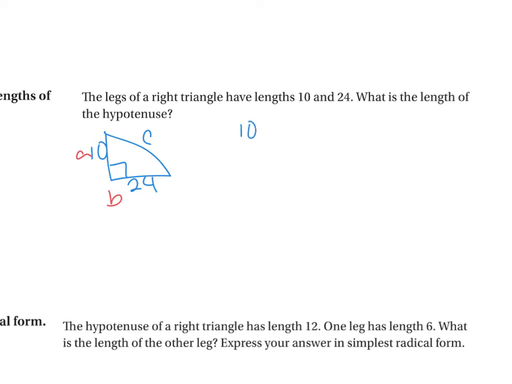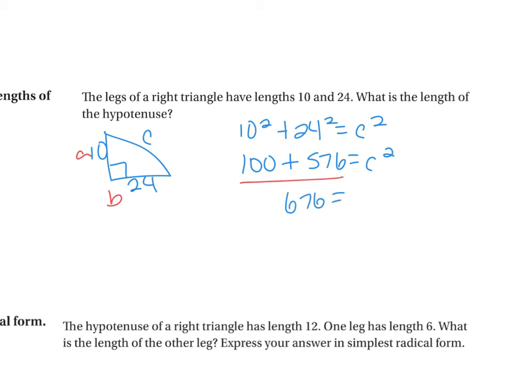So this would be 10 squared plus 24 squared equals C squared. Then this would give me 100 plus 576 equals C squared. Go ahead and add them. So that would give you 676 equals C squared. Remember, your last step is to always take the square root and make your calculator do it. Square root of 676 is 26. We got another whole number, sweet.